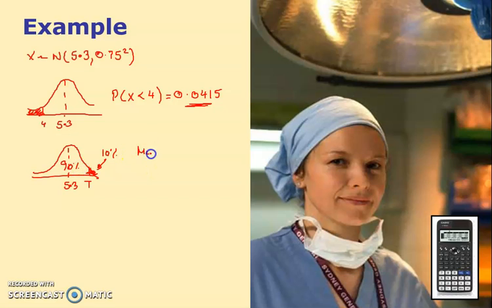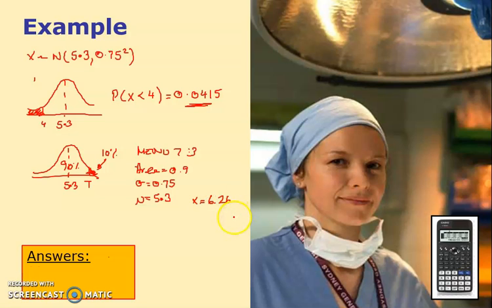So menu 7.3 this time. When I type in menu 7.3, my area has got to be 0.9, still using 5.3 and the other values. With those typed into my calculator, it says an x inverse equals, but my x equals 6.26. So is that what it says? 6.26 days.